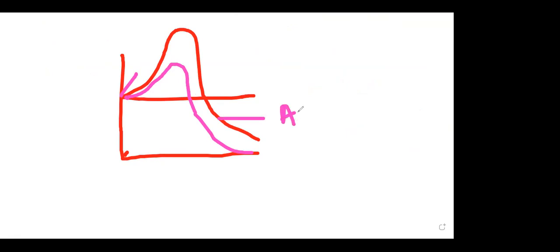This is activation energy without enzyme. Activation energy with enzyme: in the presence of enzyme, activation energy is reduced. In the absence of enzyme, activation energy is maximum.